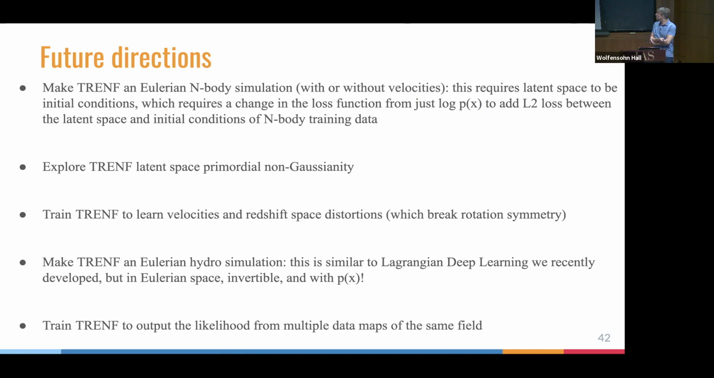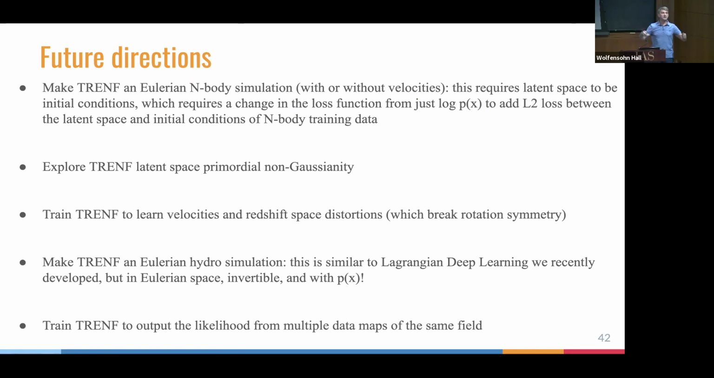All right, so in terms of future directions, there are a couple we want to go to. First, we want to make this an Eulerian n-body simulation. We can do this either by adding velocities, in which case we would have 2 of these maps, one for velocities and one for the density, but also just without velocities. We can still map from the initial latent space to the final output, let's say an n-body simulation. And so far we haven't been paying attention to what this latent space is that we are mapping to.